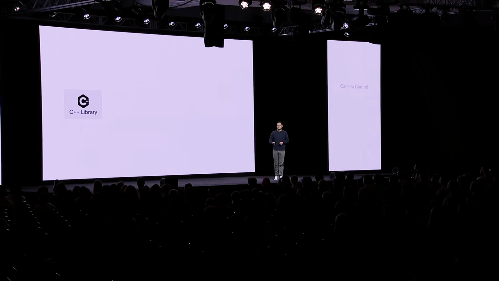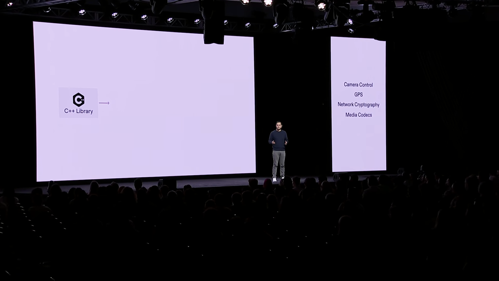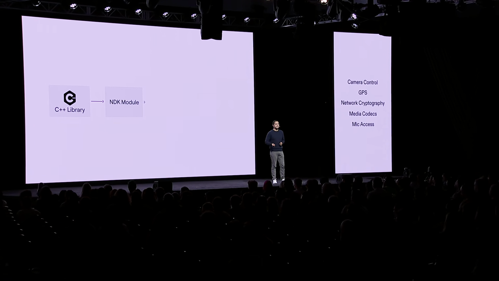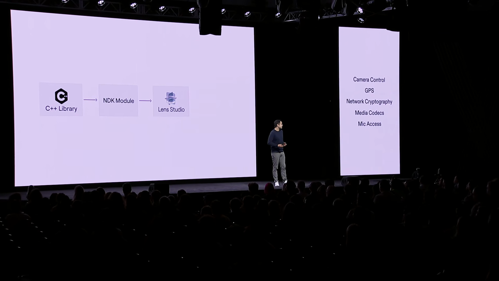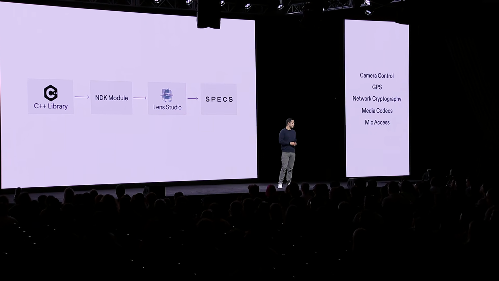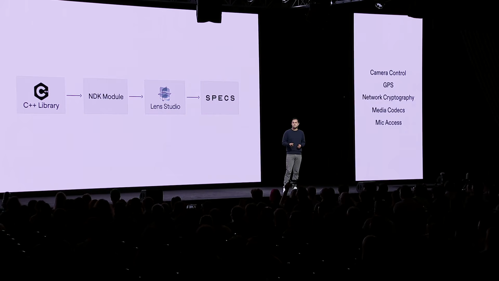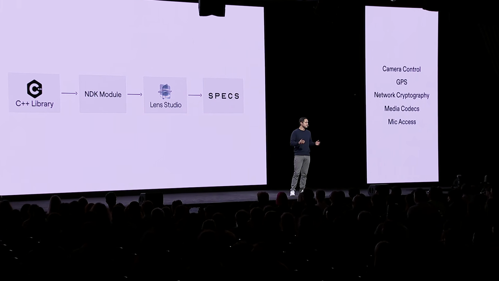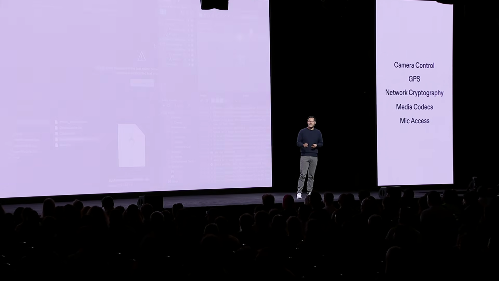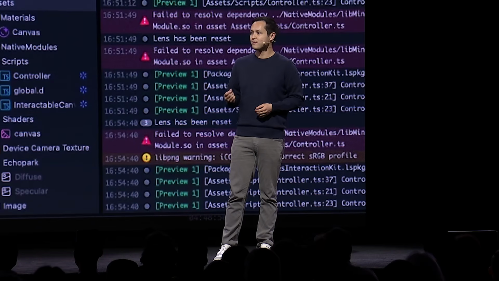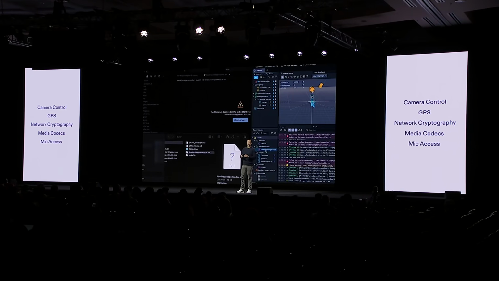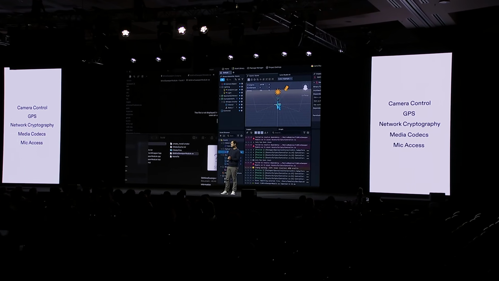The native development kit enables low-level access to the OS, direct camera control, raw GPS and heading data, low-level networking with full cryptography support. You'll find media codecs, microphone access, all of it. NDK gives developers even more power and flexibility to build incredible performance-optimized lenses.